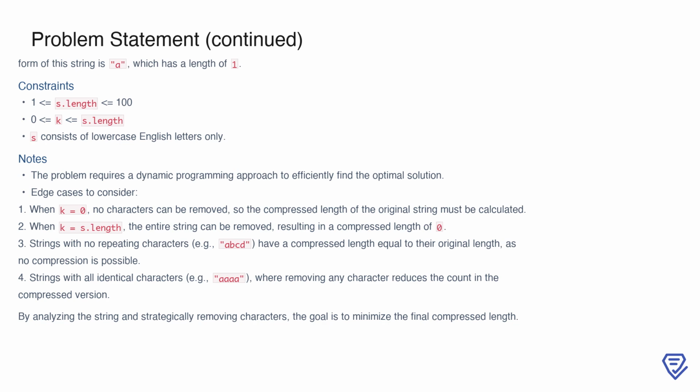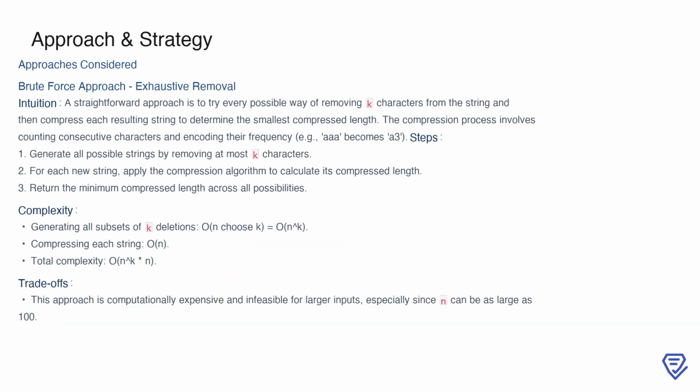To start, one natural way to approach this problem is to try a brute force method. The intuition here is simple: we explore every single way of removing up to k characters from the string, and then compress each resulting string to determine which one gives the smallest compressed length. The compression itself relies on counting consecutive characters and encoding their frequency. For example, the substring AAA would compress to A3. The steps for this approach involve generating all possible strings by removing k characters, applying the compression algorithm to each string, and finally returning the smallest compressed length among all possibilities.